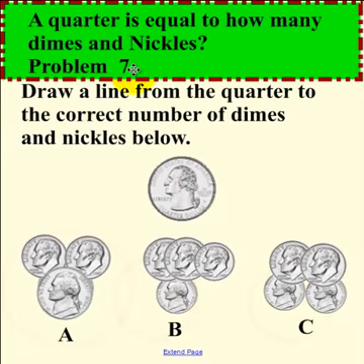Problem 7, the last problem. Please draw a line from the quarter to the correct number of dimes and nickels listed below. Is it A, 2 dimes and 1 nickel, B, 3 dimes and 1 nickel, or C, 2 dimes and 2 nickels? Please pick up a pen to solve this problem.